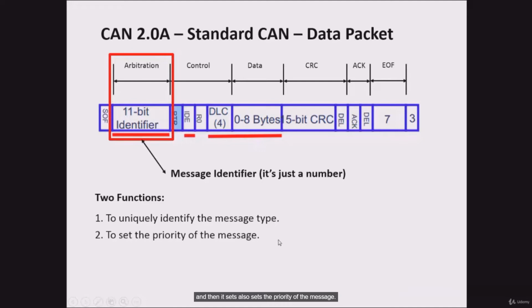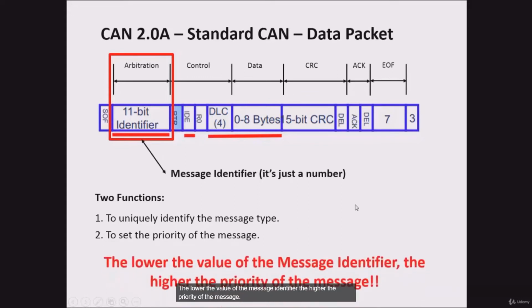And then it also sets the priority of the message. Now, how exactly does it set the priority of the message? What's the rule? Well, it's a very simple rule. The lower the value of the message identifier, the higher the priority of the message. So this means that when an engineer is planning a CAN bus network, the message identifiers must be chosen so that they are unique, and also they must be chosen in a certain way that the lower valued message identifiers go to higher priority messages within the network.